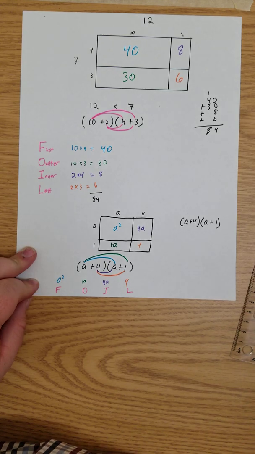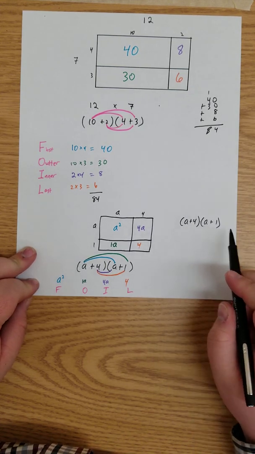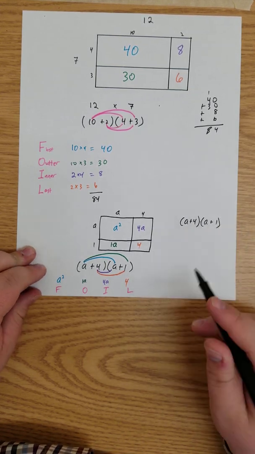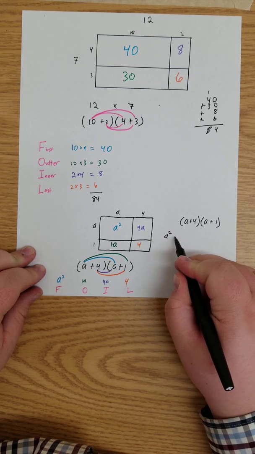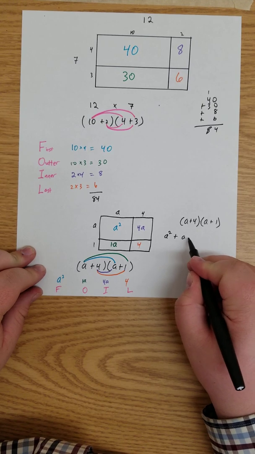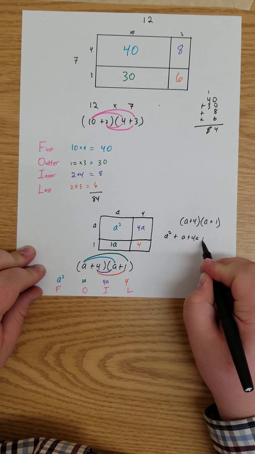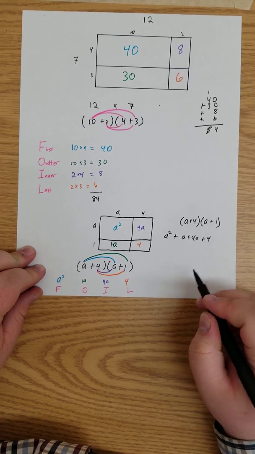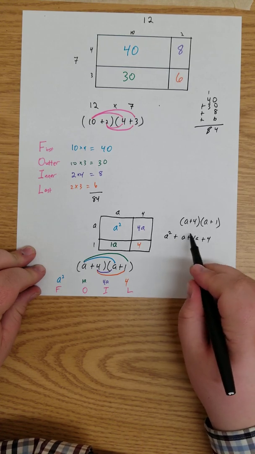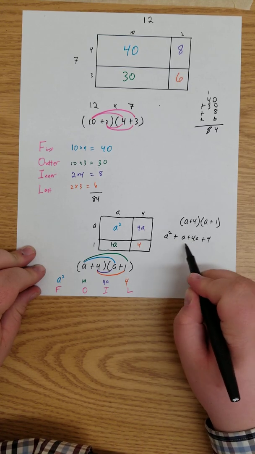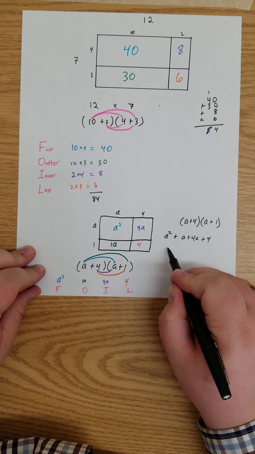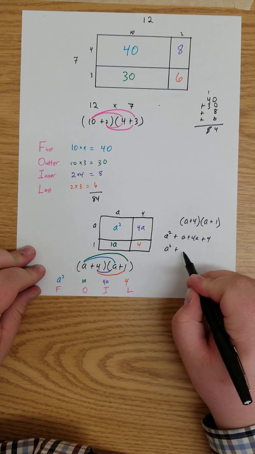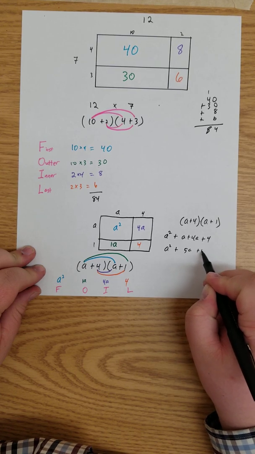So, multiplying this times this gives me an answer of a squared plus a plus 4a plus 4. These are like terms. We can combine them because the variable here is a, not a squared. A squared is by itself. That's 5a plus 4.